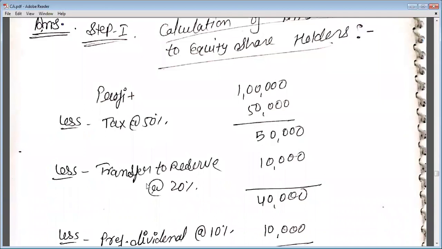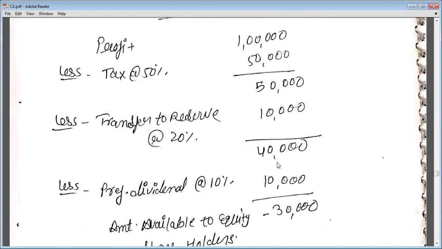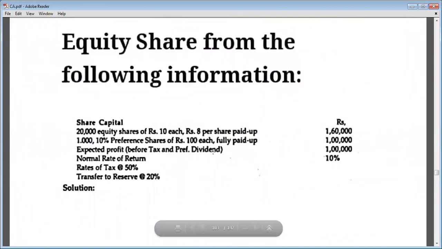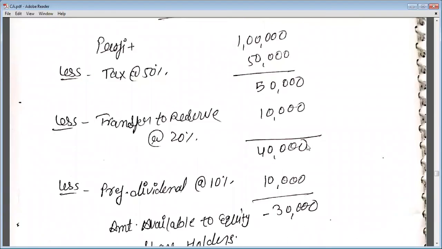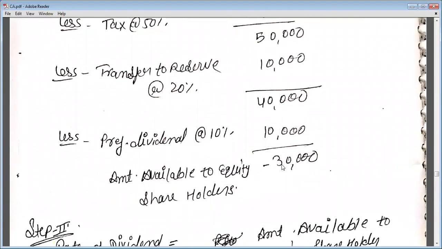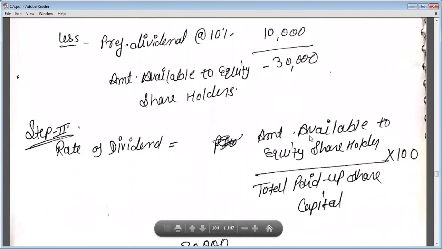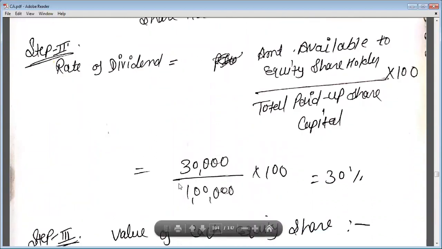Now we will transfer 20% of that profit to reserve. 20% of 50,000 is 10,000. So less 10,000, the remainder is 40,000. Then we will less the preference dividend, that is 10%. On 1 lakh, the 10% preference dividend is 10,000. So the amount available for equity shareholders is 30,000. Now in the second step, we will calculate the rate of dividend. The amount available to equity shareholders calculated in the first step is 30,000. The total paid up share capital is 1 lakh, multiplied by 100. So the rate of dividend is 30%.